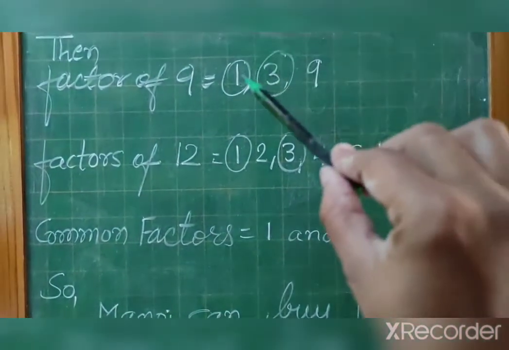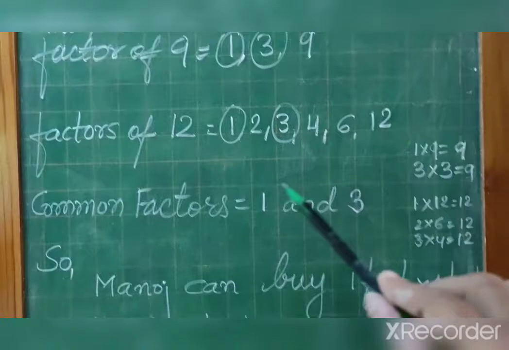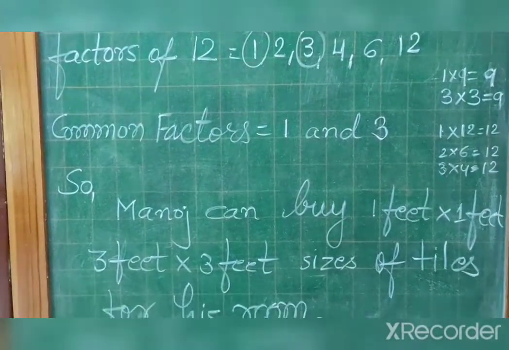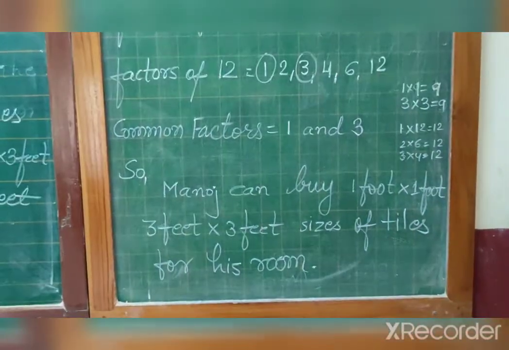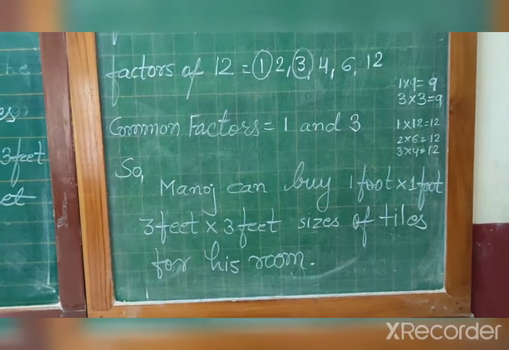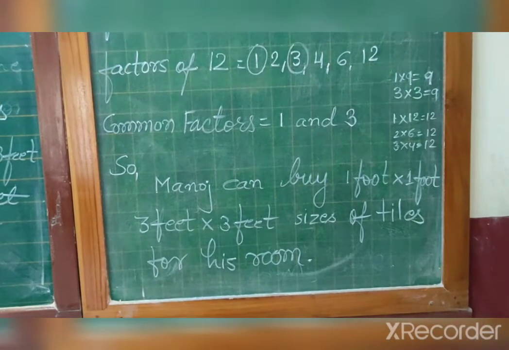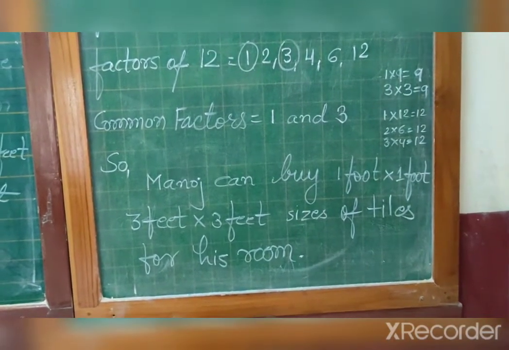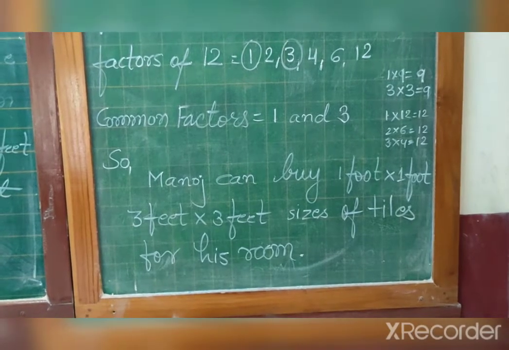Now the common factors are 1 and 3. So Manoj can buy 1 foot into 1 foot and 3 feet into 3 feet sizes of tiles for his room.